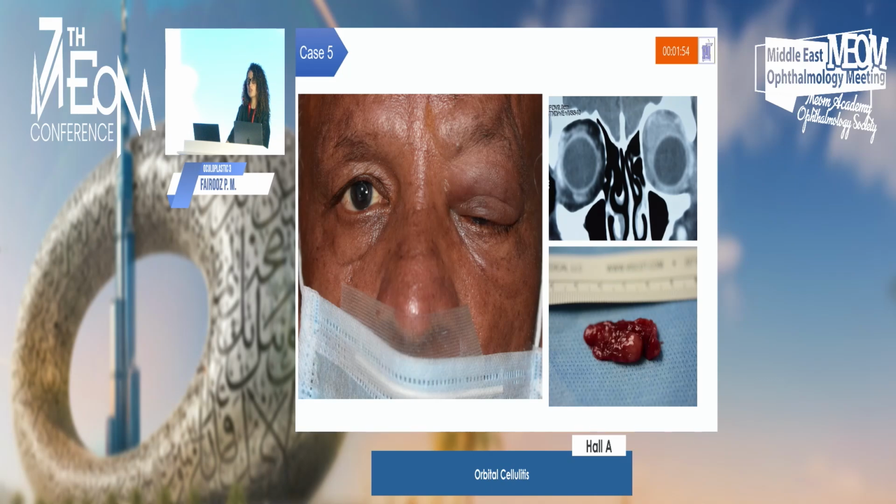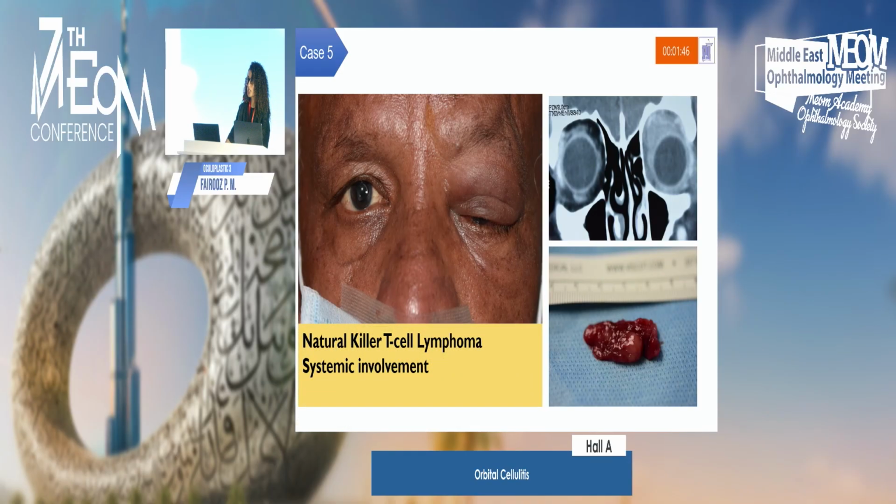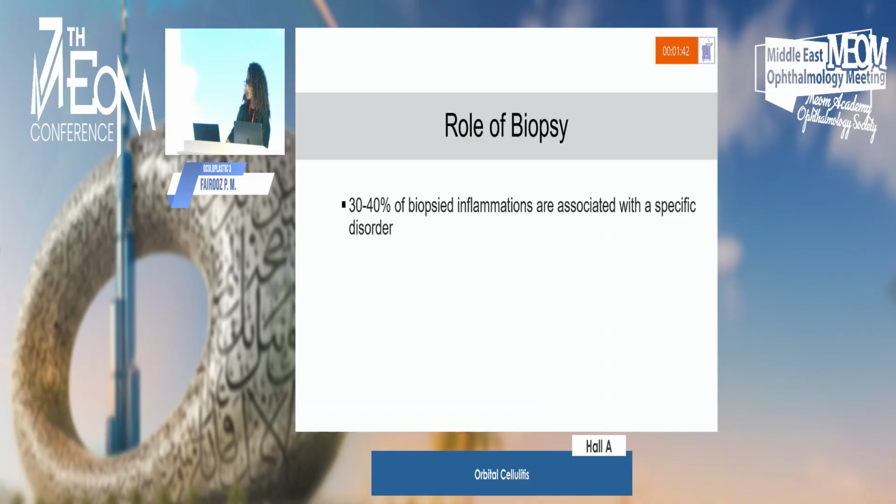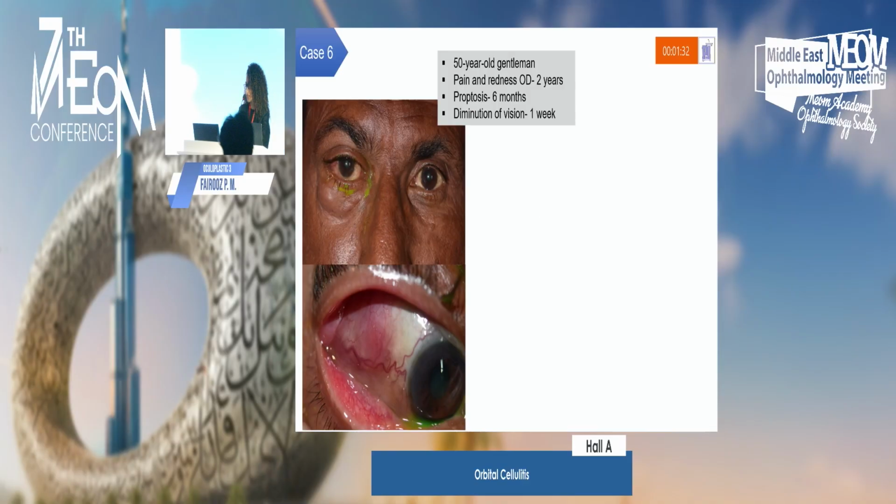Well, it was not fitting well in position because the sinus is absolutely clear, and I was not convinced. I went and did a biopsy, and this came out to be a natural killer T-cell lymphoma, and in fact, he died because of the disease. So, the role of biopsy in adults presenting with orbital cellulitis is very, very important, because 30 to 40% of biopsied inflammations are associated with specific disorders.